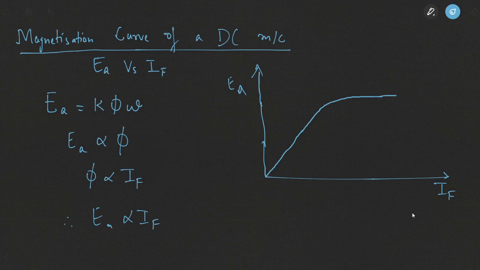And what we do is we basically tend to operate the machine near the saturation point so that the maximum amount of power and speed can be obtained from the DC motor. Since we know EA is proportional to flux, greater the flux, greater will be the internal generated voltage in the DC machine.